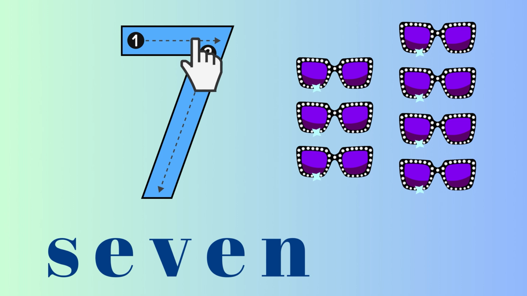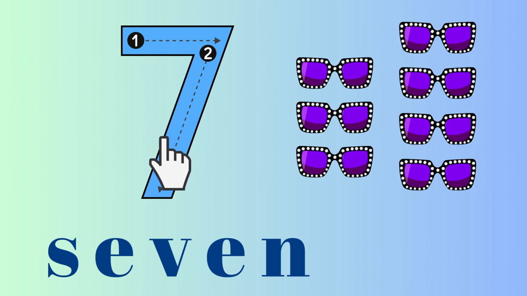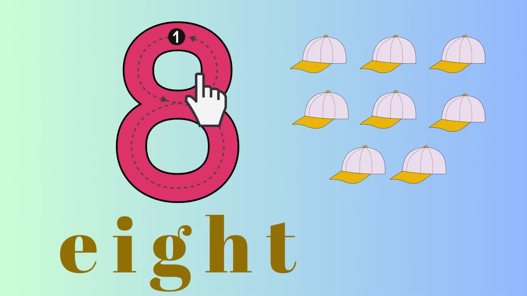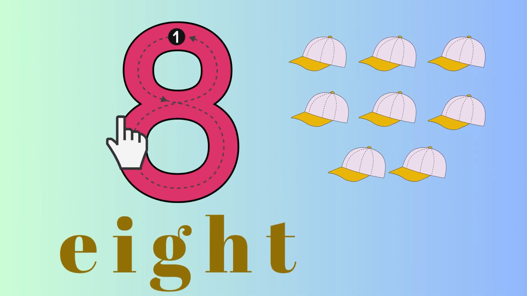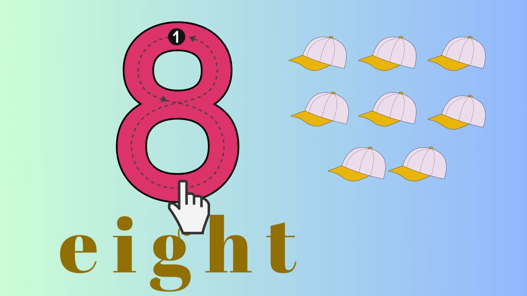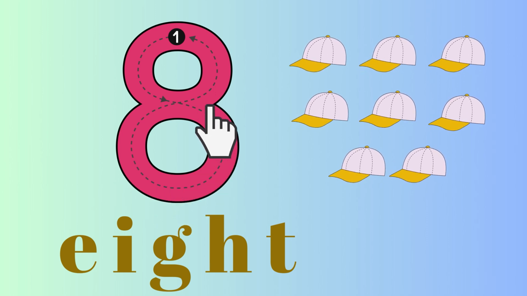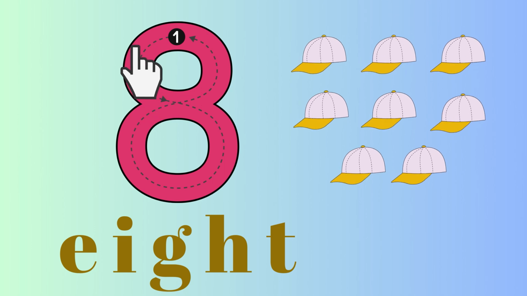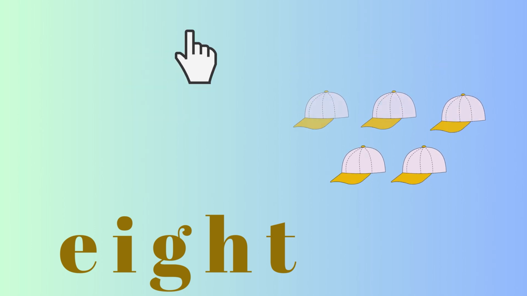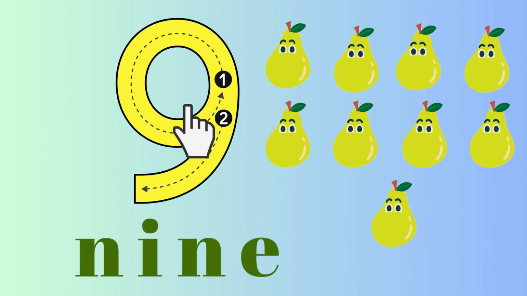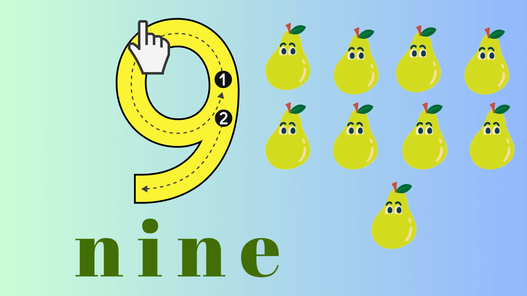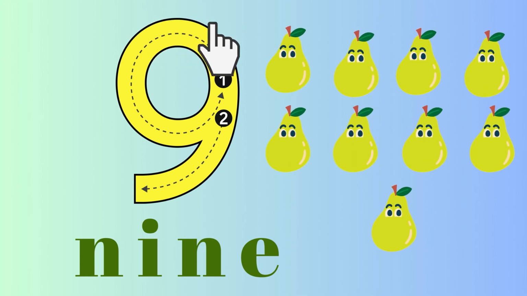There are 7 shades shining brightly, and this is the number 7. Eight caps are here, and this is the number 8. We have 9 plums, and this is the number 9.